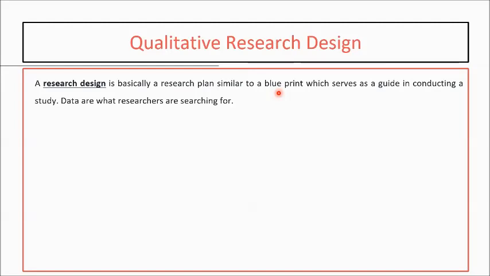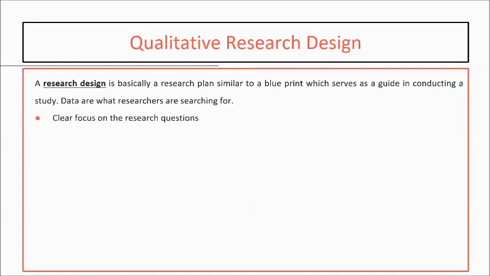That is the same thing when you are writing a research paper. You need a blueprint or a plan which we call research design. Okay? So a research design is basically a plan. You have an outline. What are you going to do in your research writing?